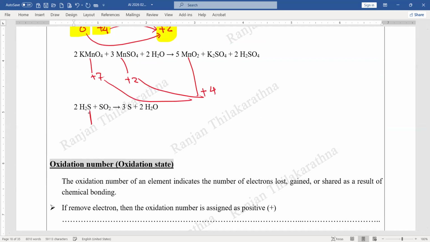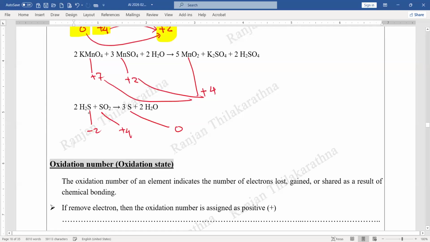Here, sulfur is in -2 and also +4. Here, sulfur is in 0. Oxidation here, reduction here. Oxidation, reduction. Then again comproportionation.